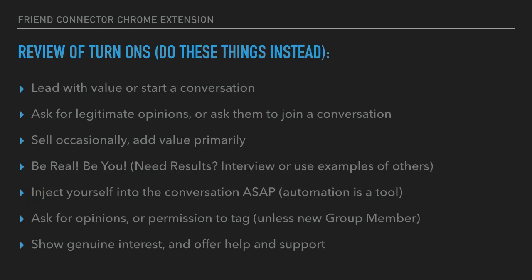So, important. So let's just do a review, okay? Instead of all the things that were the turn-offs, do these things instead. Lead with value, start a conversation, ask them to join a conversation, ask for legitimate opinions. It's okay to sell occasionally, but add value primarily. Be real, be you. If you need results, use examples of others or interview others. Inject yourself into the conversation as soon as you can. Remember, these automation tools are just a tool. Ask for opinions or permissions before you tag somebody unless they're a new group member. And be sure to show genuine interest and offer help and support.